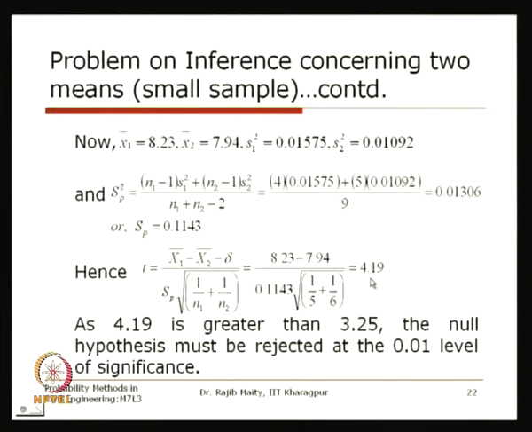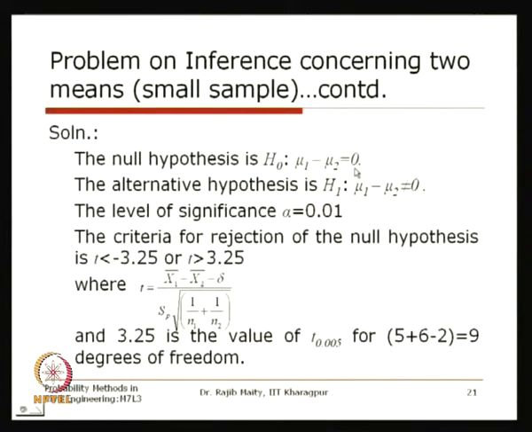Now, this 4.19, which is greater than 3.25, is falling on the right side of the distribution, which is obviously greater than the critical value. So, the null hypothesis must be rejected at the 0.01 level of significance. In this null hypothesis, we said that both the sample means are the same. So, we must reject this null hypothesis. That means we can infer that the means from both the locations are not the same.